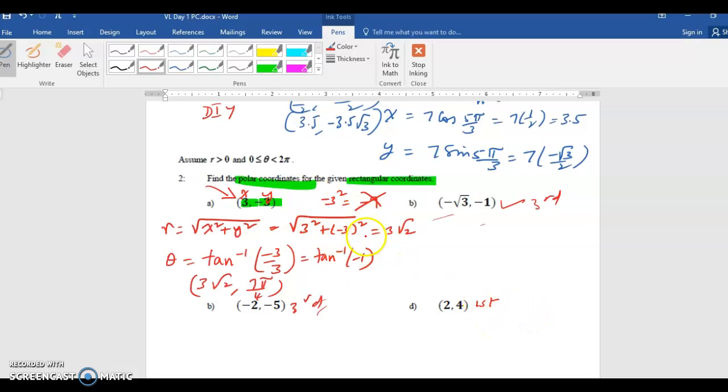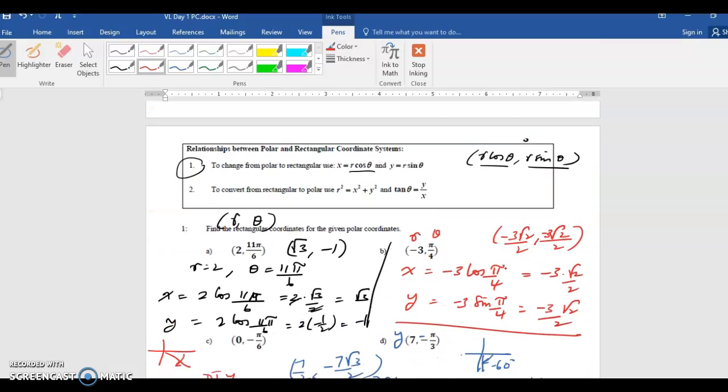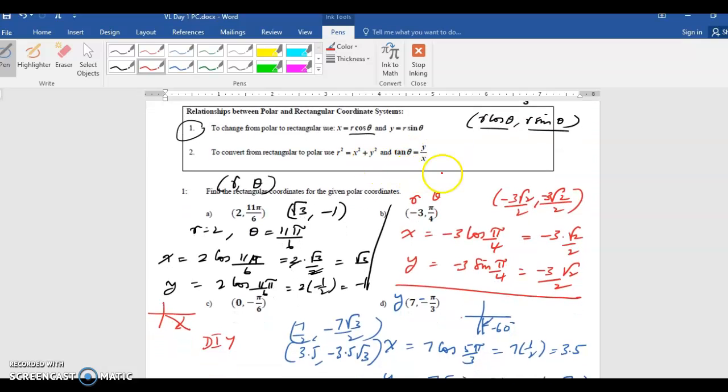So this is how you convert polar coordinates. No. You are converting rectangular to polar. Okay, rectangular to polar here. And on the top, it is from polar to rectangular. Okay, so this is it.